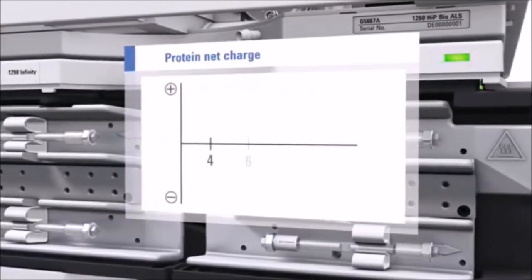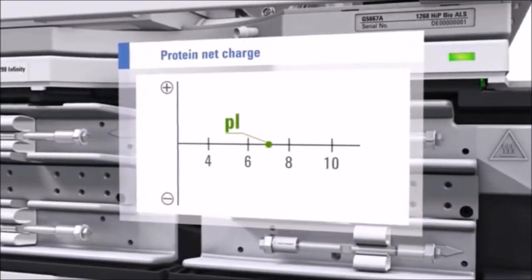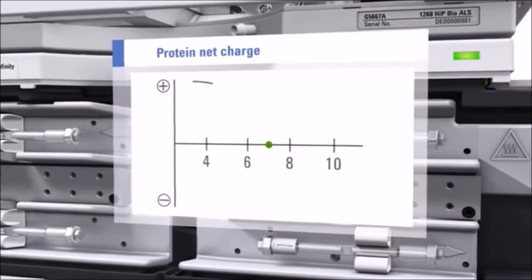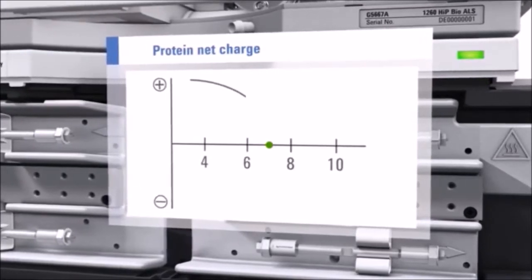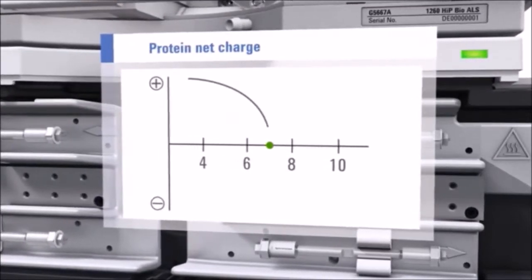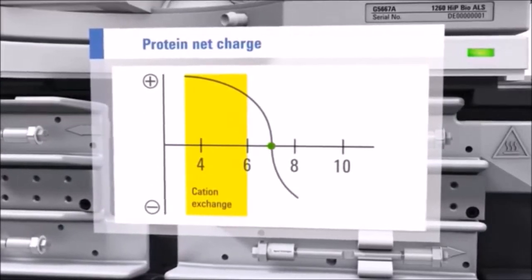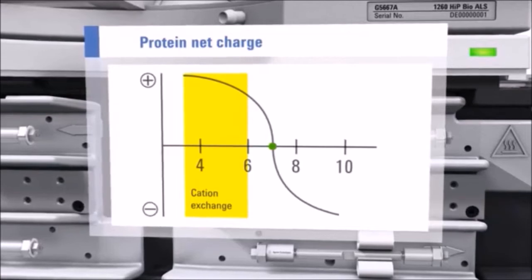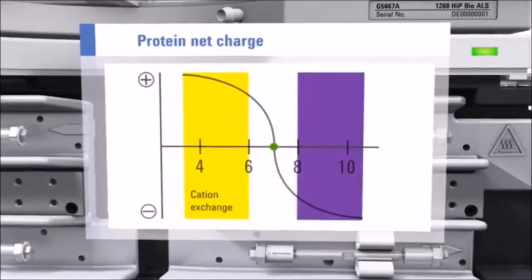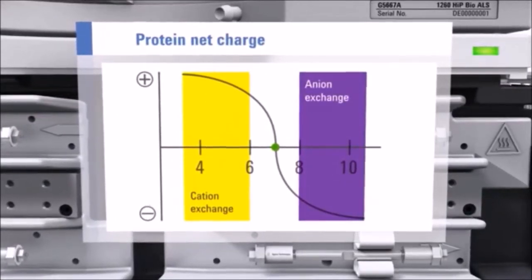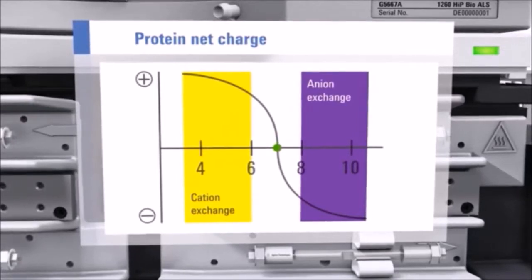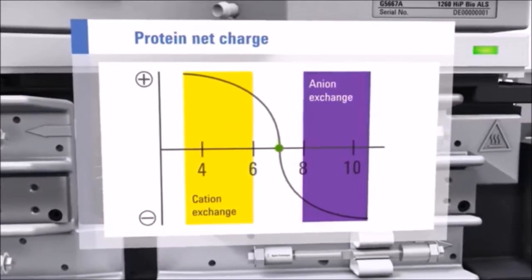Let us now take a look at a hypothetical protein with an isoelectric point, or PI, of 7. In a buffer solution of pH below 7, the protein's surface charge is more positive. And in a buffer with pH higher than 7, the surface charge is more negative. This phenomenon is utilized by ion exchange chromatography to separate charged species.